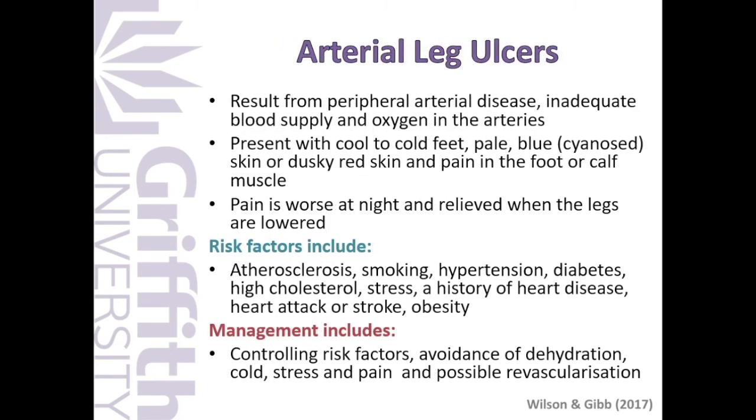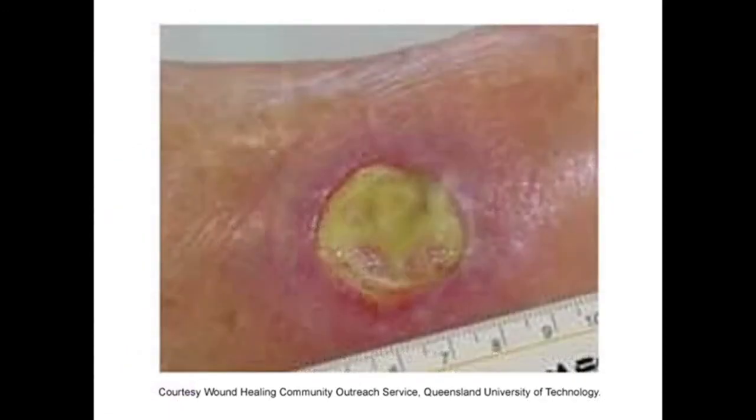Arterial leg ulcers are less common than venous ulcers. These ulcers are a direct result of peripheral arterial disease, meaning the leg is starved of O2 and nutrients and the skin fails to function normally when an ulcer then develops. A patient with arterial disease has very cool feet and the skin may be pale or cyanosed. Pain is often worse at night for these patients when the leg is elevated in bed, and the pain is only relieved when the leg is lowered.